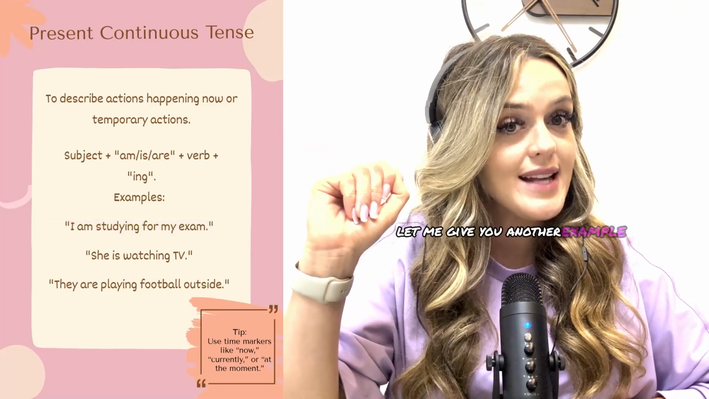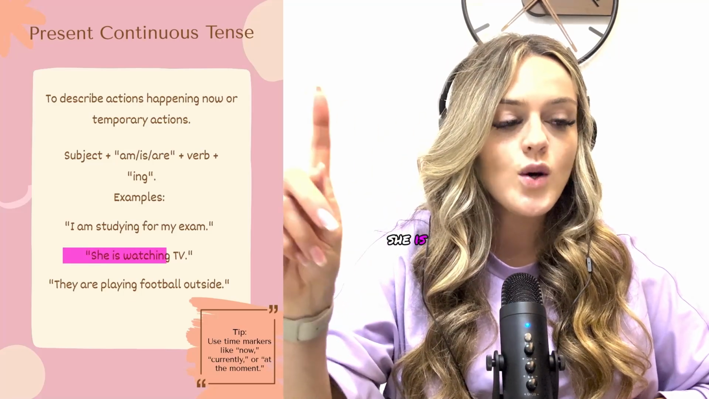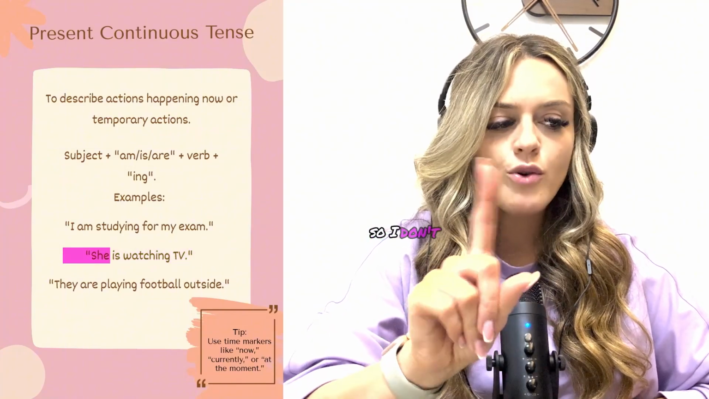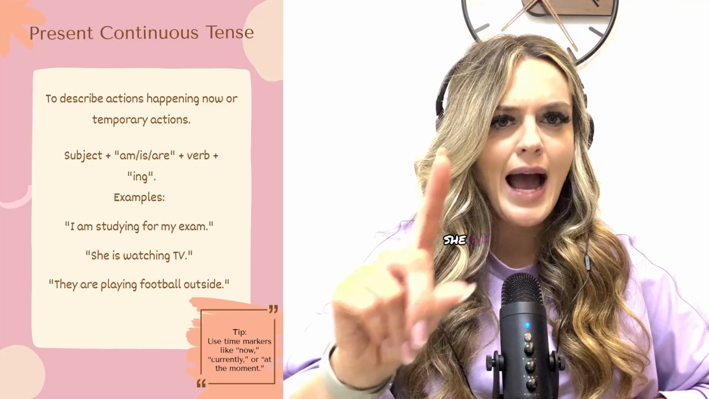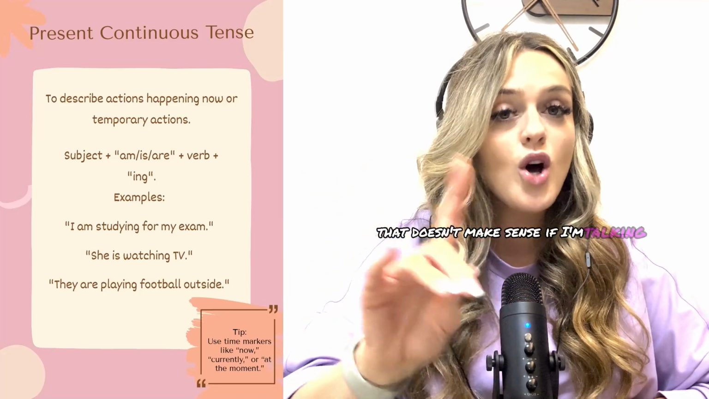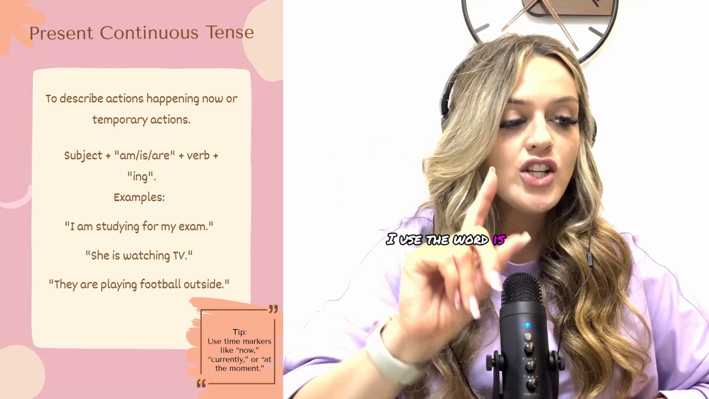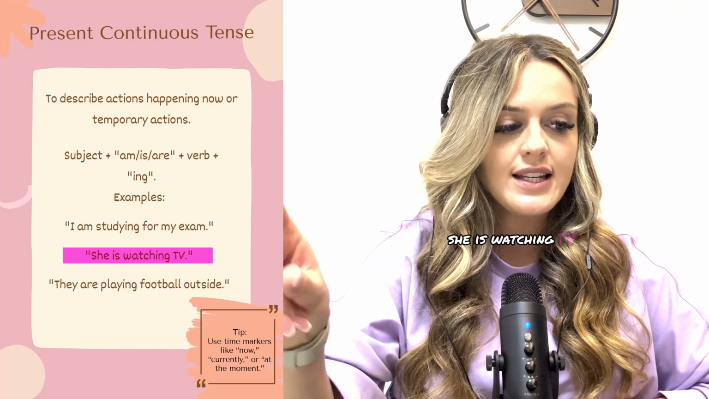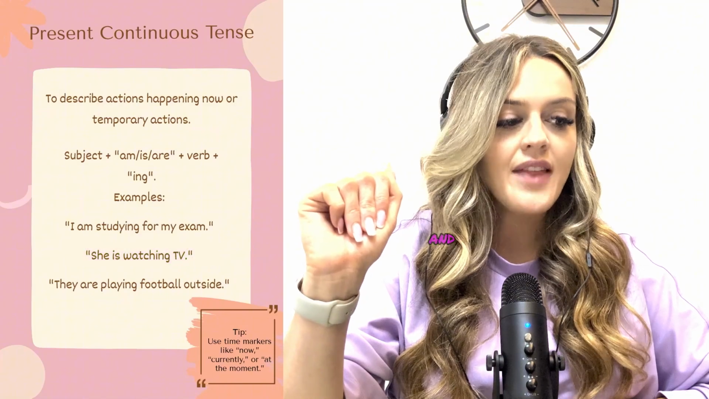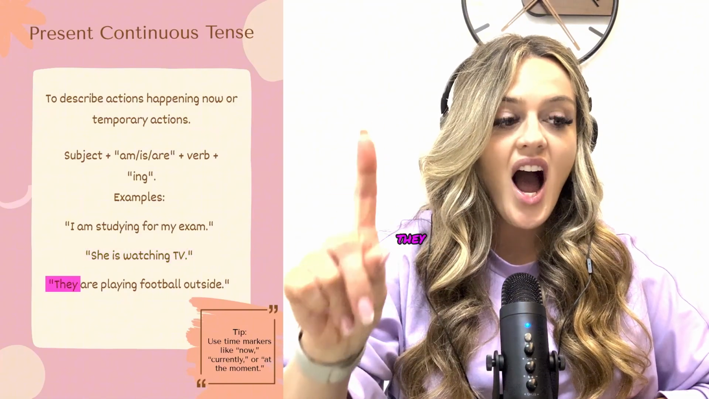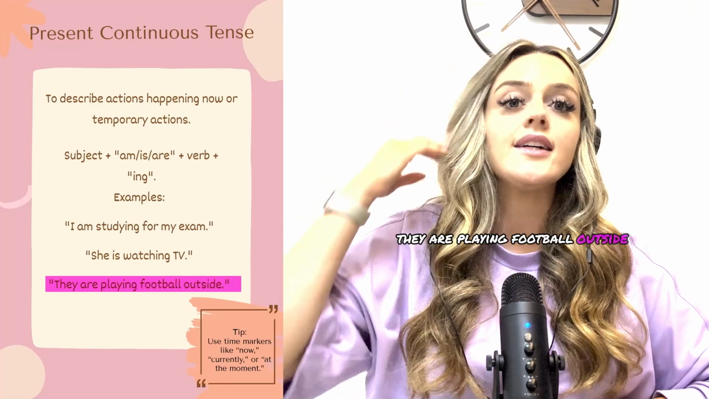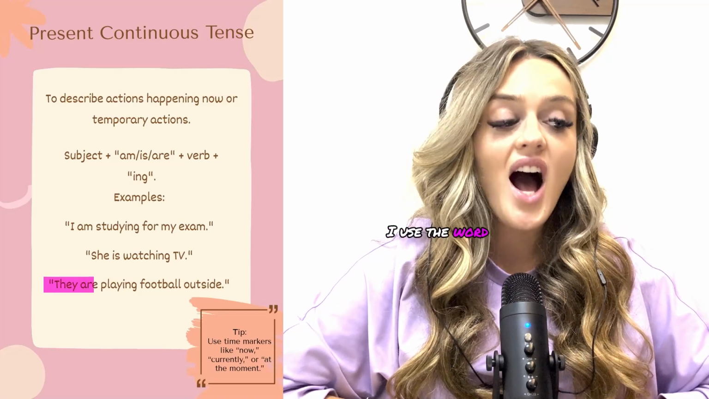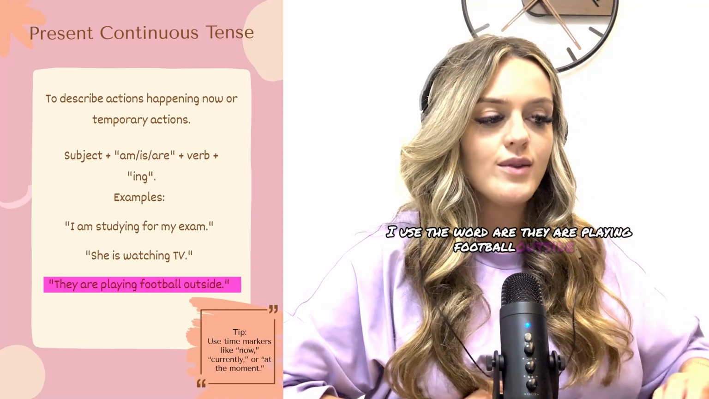Let me give you another example sentence. She is watching TV. My subject is she, so I don't use am now. That doesn't make sense. She am watching TV. If I'm talking about she, I use the word is. She is watching TV. And the next sentence is, they are playing football outside. So if I'm talking about they as my subject, I use the word are. They are playing football outside.